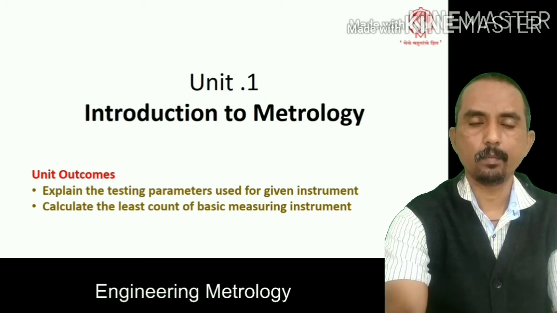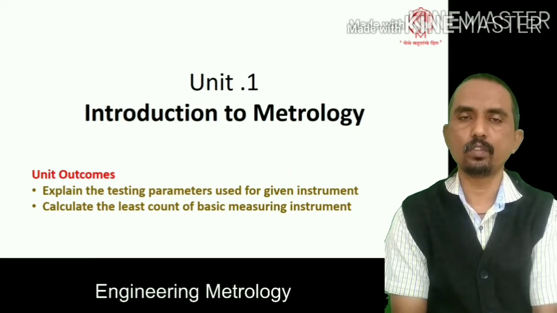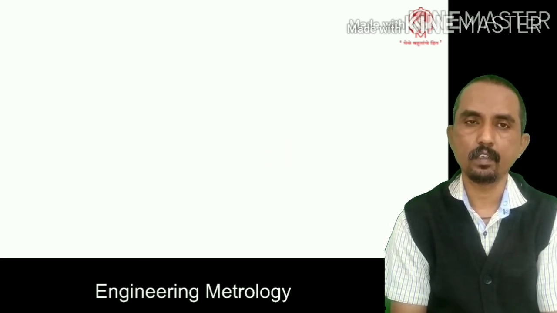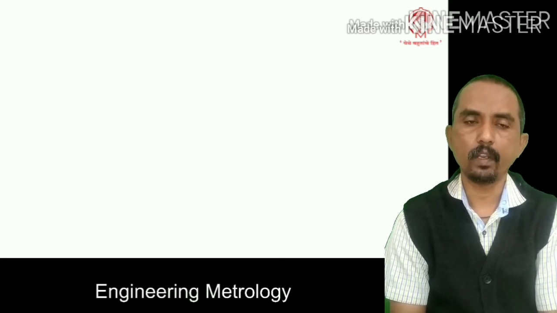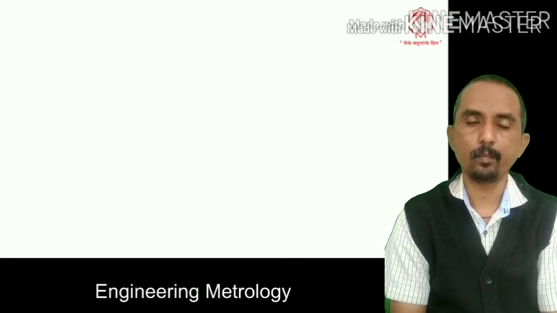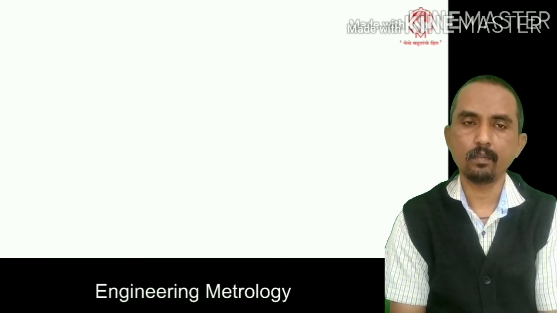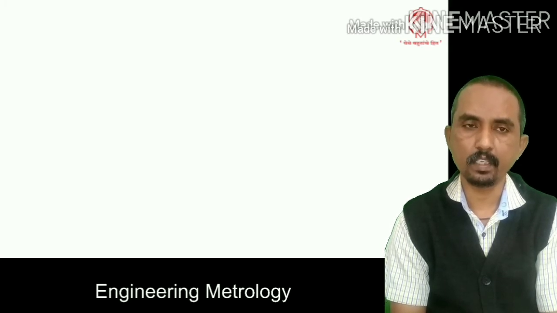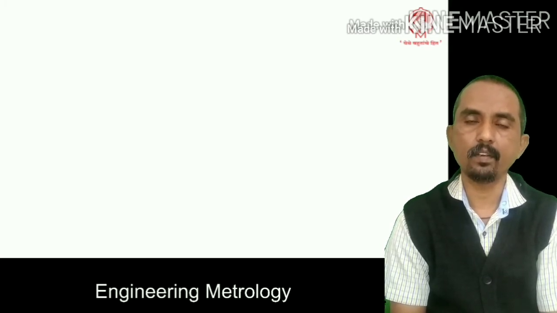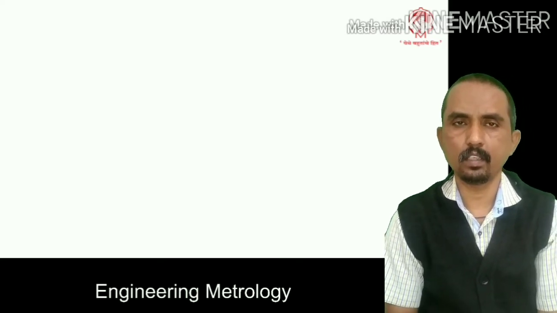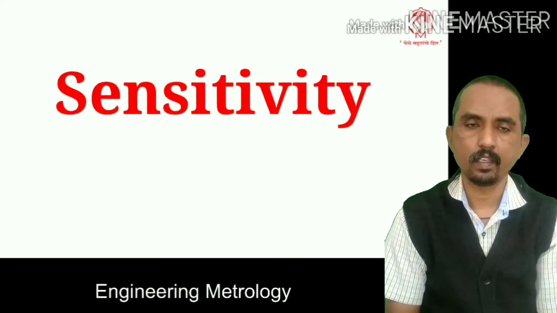Now, in the previous lecture, we discussed two terms, accuracy and precision. Accuracy is the degree of closeness between the measured value and the true value, and precision is the degree of closeness between different sets of measurements, or we can simply say that it is the repeatability of the measuring process. Today we are going to discuss the term sensitivity.